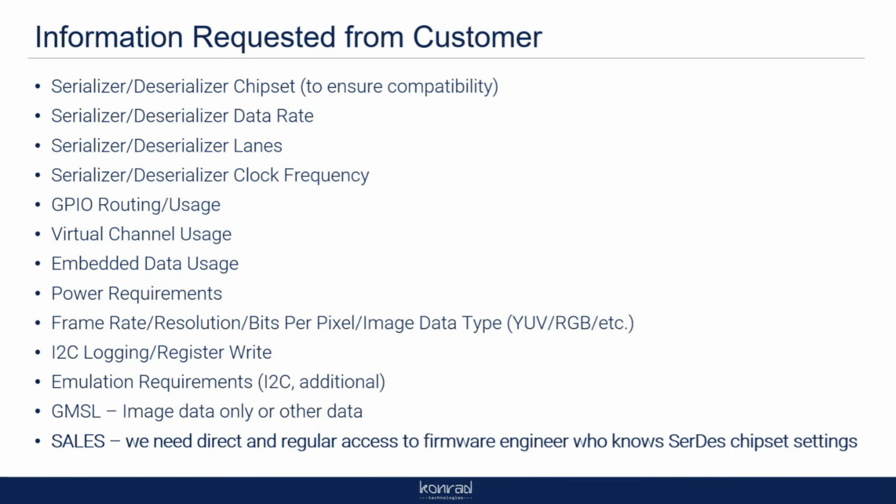And so the biggest thing I always tell our sales guys is, hey, we need direct and regular access to the firmware engineer who knows this, because we can ask him a quick question and he can give us the answer, or we can spend months trying to reverse engineer it. We've got some tools that have made it a little bit easier to do, but it's still not turnkey, because if we can't establish a link between our serializer and the customer deserializer between the ECU, then we're not going to get anywhere. And in order to establish that link, you have to have the proper lanes, data rate, clock frequency, GPIO routing. And if any of that's not right, then it's not good.